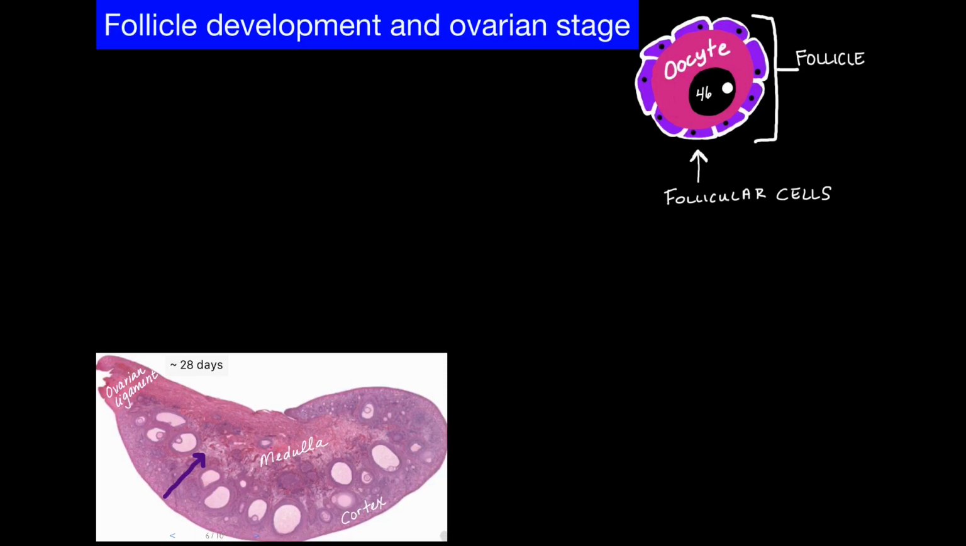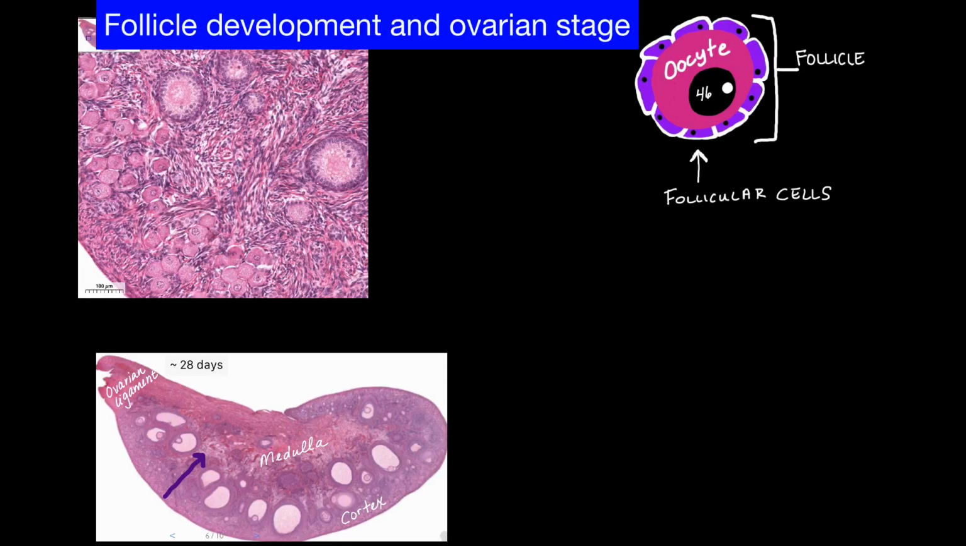Another reminder, we're going to follow two things. We've got our oocyte, which is the gamete that actually goes through meiosis, and then we have the surrounding circle of cells, which we refer to as our follicle.